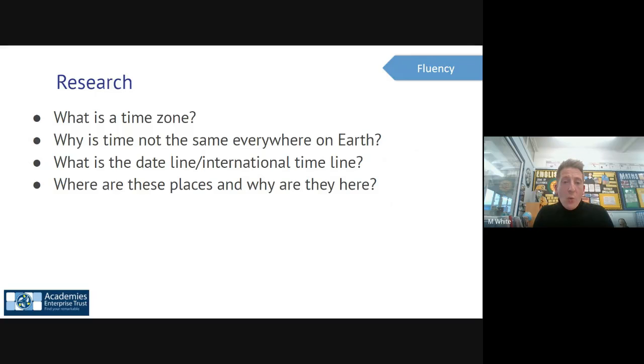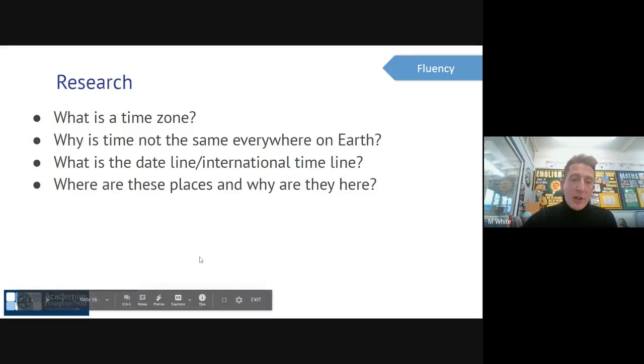Next question, what is the dateline and international timeline? Again, we've done lots of work on this before where we've looked at different time zones. So what are these particular things? Explain them. Where are these places and why are they here? So why do we have the dateline and international timeline? What do they do? What's their purpose? And really add that. Be as creative as you want with that. It can be a poster, anything you want, just to represent that information, to really demonstrate your research.